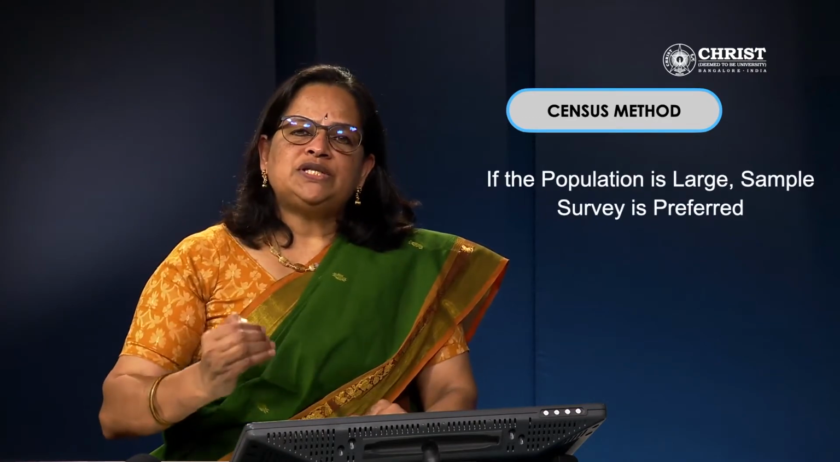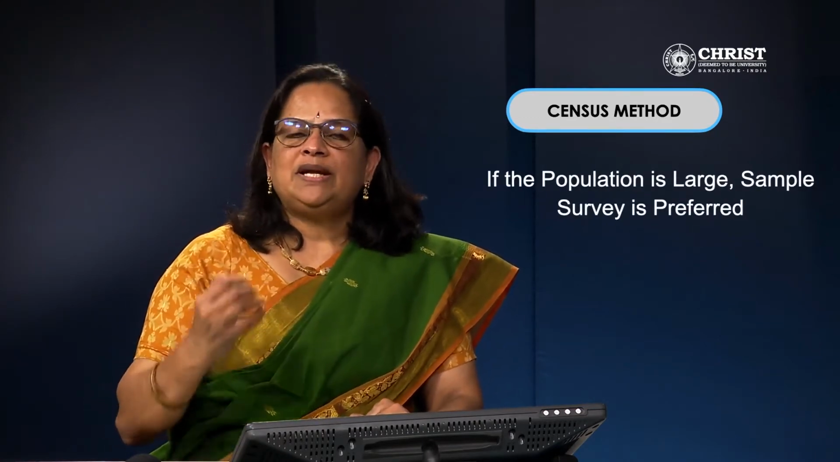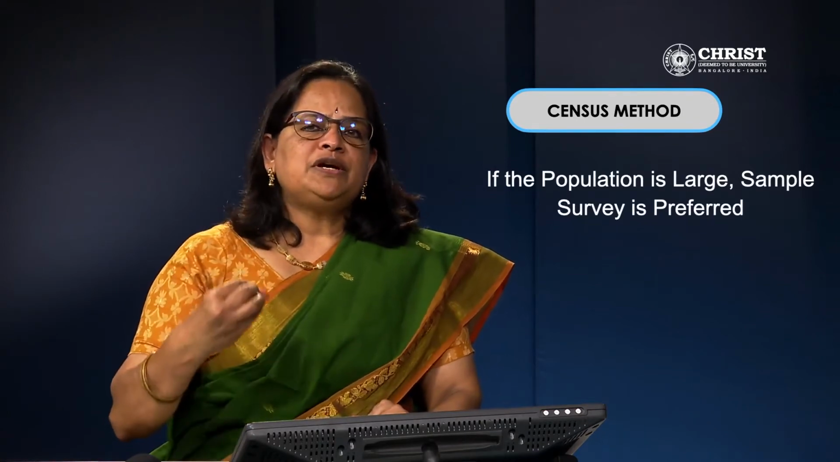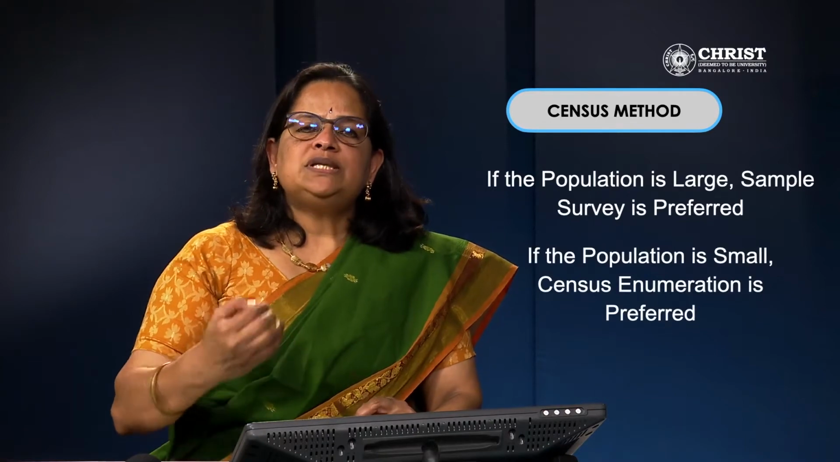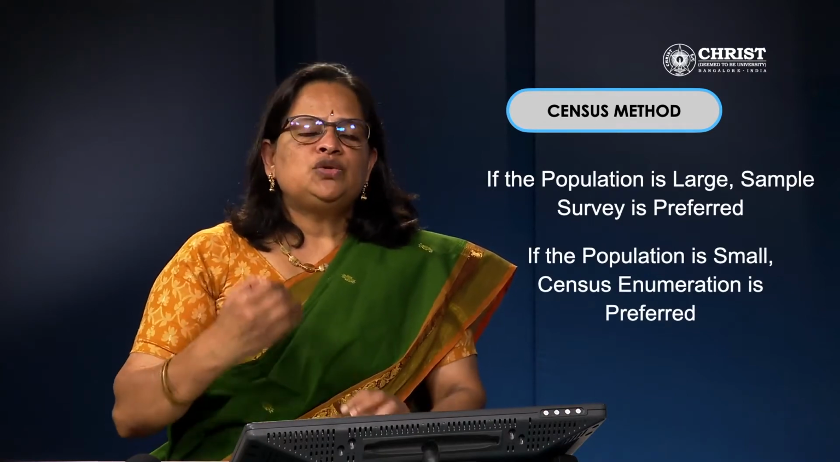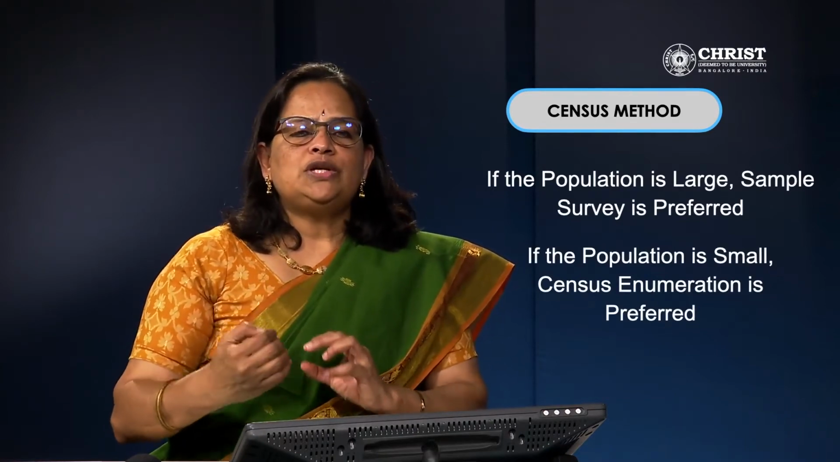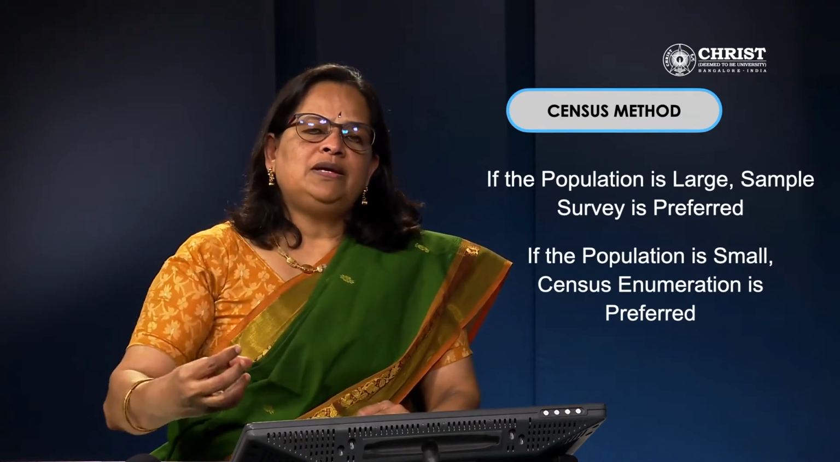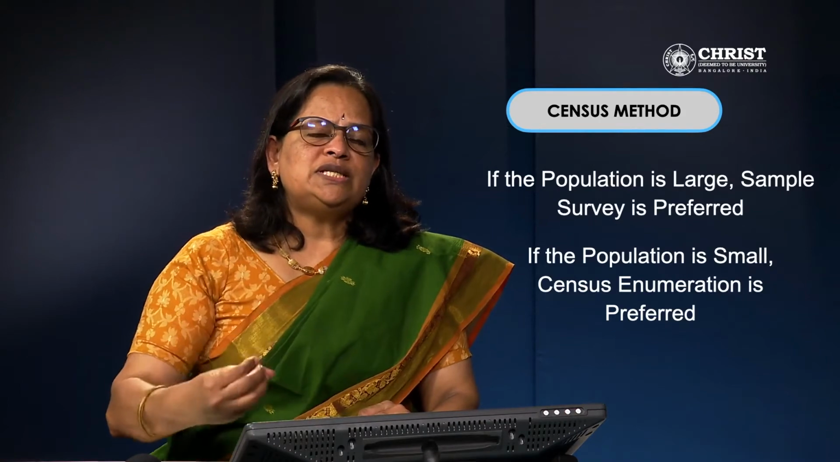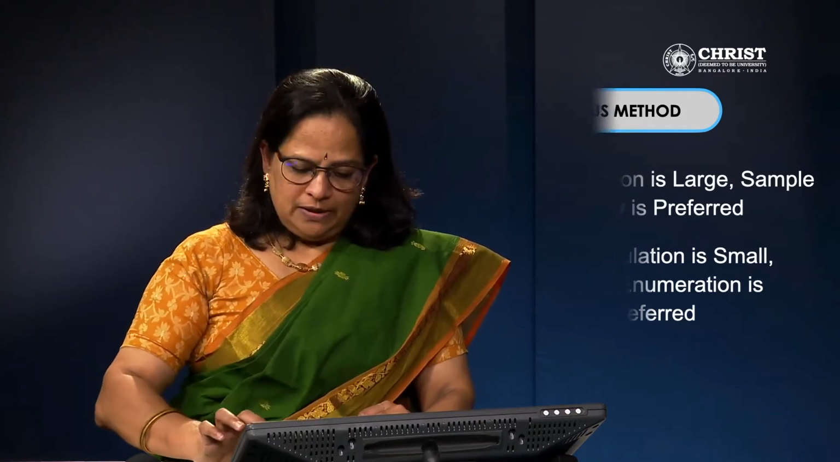If the population is large, a sample survey is preferred. That is what I told you. In manufacturing companies, they always prefer the sample survey. If the population is small, census enumeration is preferred. That is the one classification we usually see. Because the population is small, we can cover everything and collect the information. So census enumeration is preferred there.